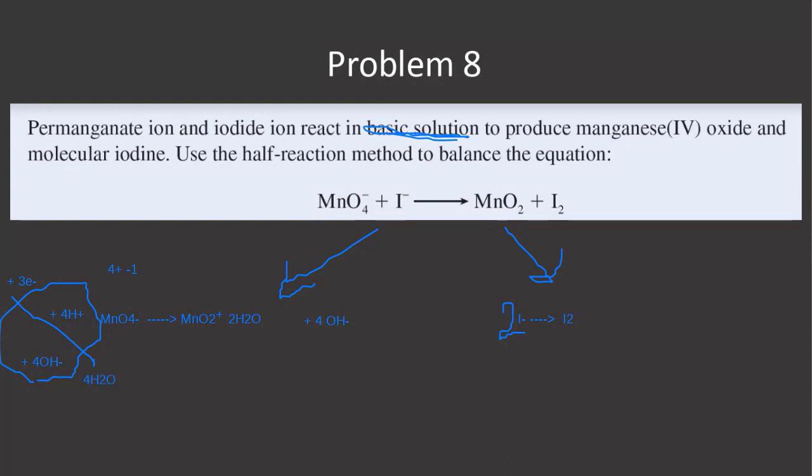Okay, cool. And now, is there anything else we have left to do for this side before we go down to the right side? Yeah, we have 2 over here, but 2 H2O here. Cancel this one and just put 2 over here, right? Any questions on this side?